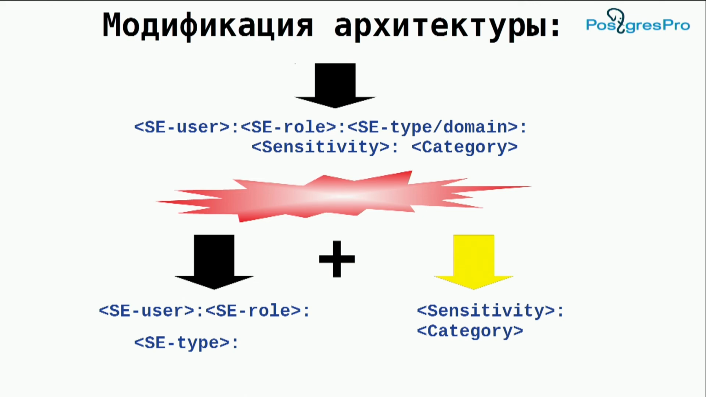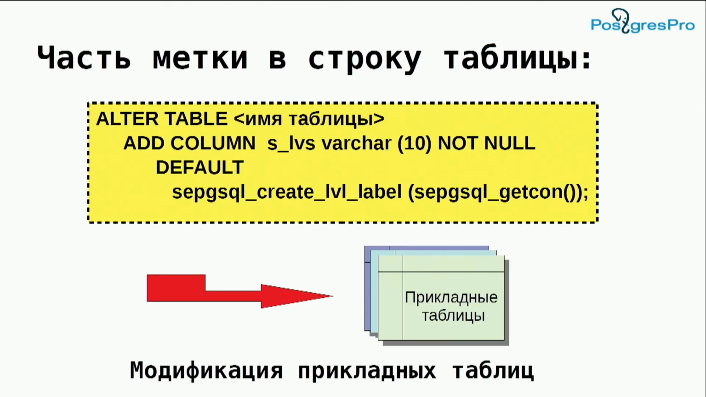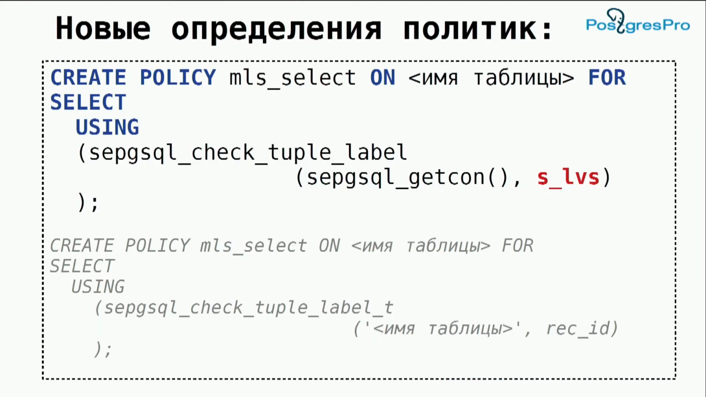We divided the security label. That is about architecture modification. The user role and type are in the storage, and sensitivity and category, that is S0, C0, are transferred to the applied table. So the applied table has another column, and new functions are here. So what do we have?